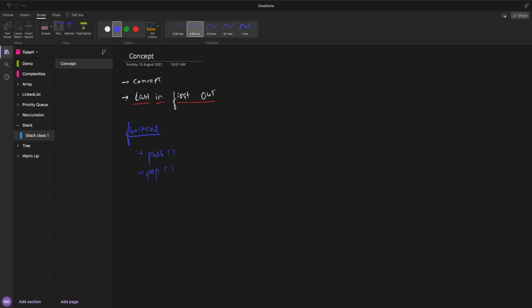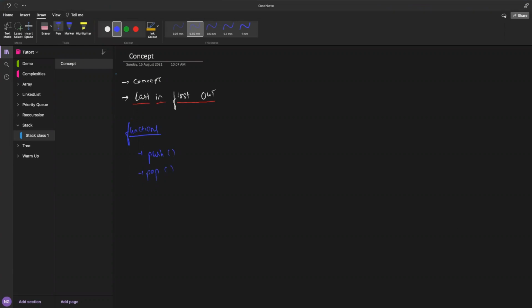Now stack can be implemented with the help of a linked list or an array. Either one can be used to implement the stack. The stack is more of a concept. It supports two major functions. One is called push and the other is called pop. Push is the function used to insert an element inside the stack, and pop is the function to take the element out of the stack.